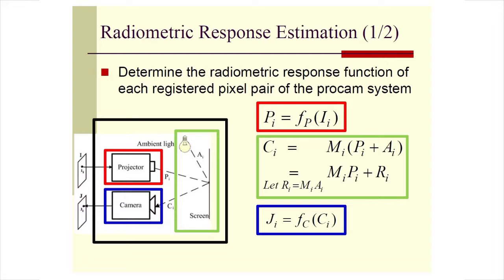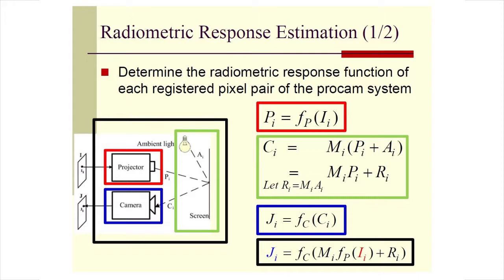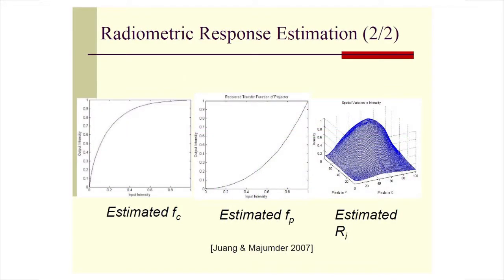And lastly is the camera. You do the same thing. You try to find out the function FC that determines the input-output relationship of the camera, okay? So once these three functions are done, hopefully you can do a good job in radiometric compensation. And the actual function looks like this, okay? Then I'm not gonna try to get into the details of that.